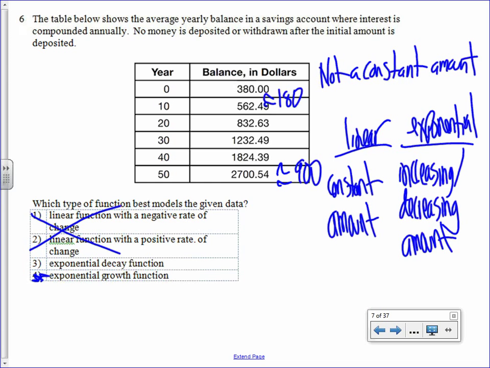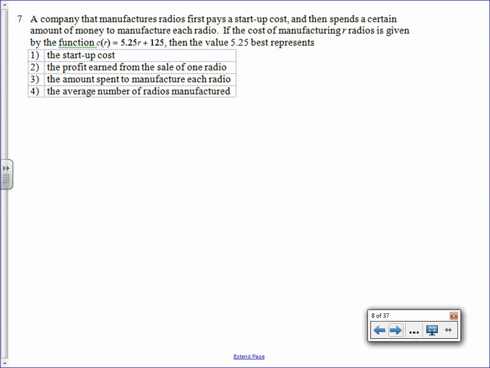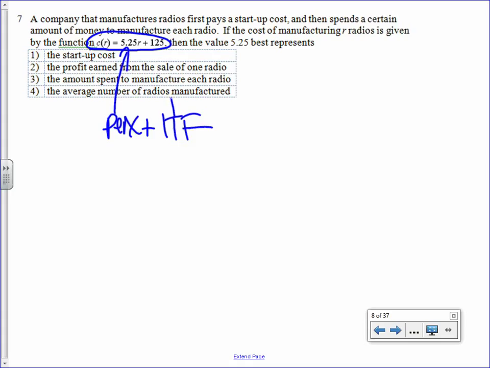This is the question that you must be able to do. Once I see this, I know it's a linear equation, what I like to call the per x plus the one time fee problem. So, the per goes in front of the variable. The one time fee or one time amount goes at the end. The question is asking what the 525 represents. Well, the 525 is the per.